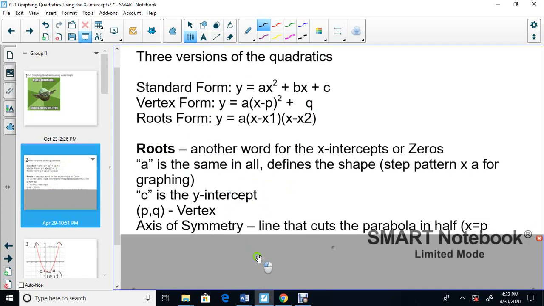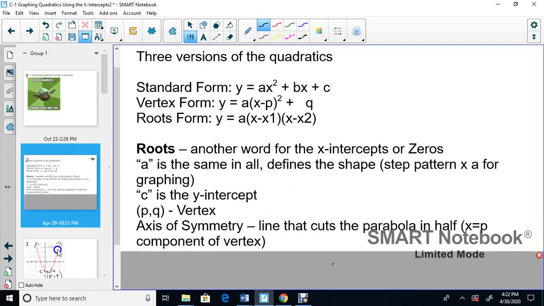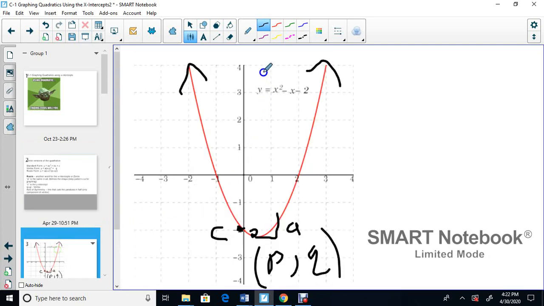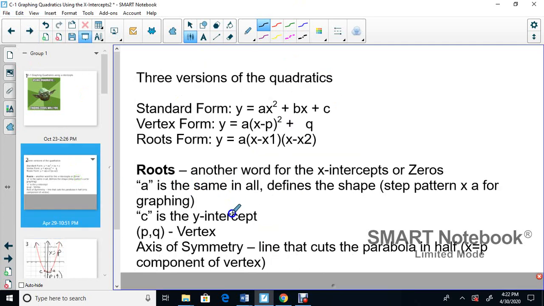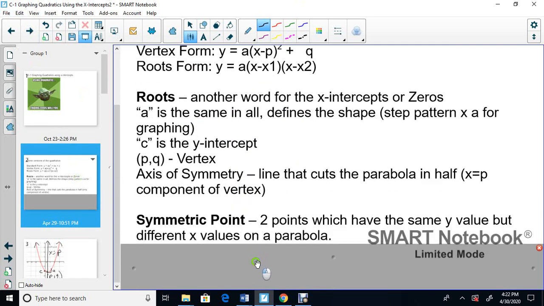Okay, axis of symmetry, a line that cuts the parabola in half. So here the line cuts it right in half, let me draw it right down the middle here. It's a line that cuts it in half. It's actually x equal to p. Okay, a line that cuts it in half, and we need to know that for today's lesson. Okay, let's keep going down here.